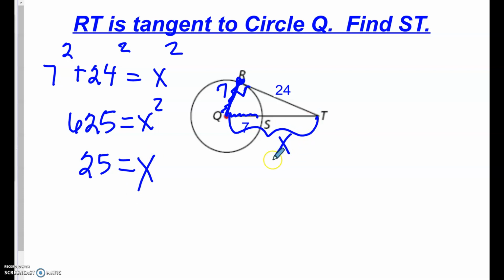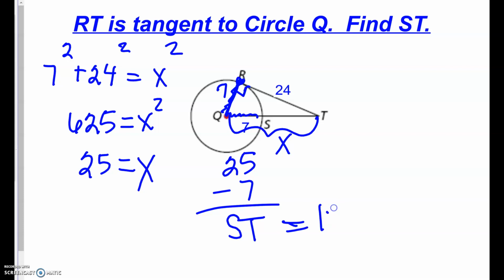Well, if this whole thing x is 25, we're going to take 25 minus 7 to get that length of st. So 25 minus 7 is 18 for that length of st. Now, like I said at the very beginning, they are not going to draw that in. They're going to expect you to know that when you take from Q, from the center, to that point of tangency, that is going to come down and make a right angle in here, and then you're going to be able to use your Pythagorean theorem.